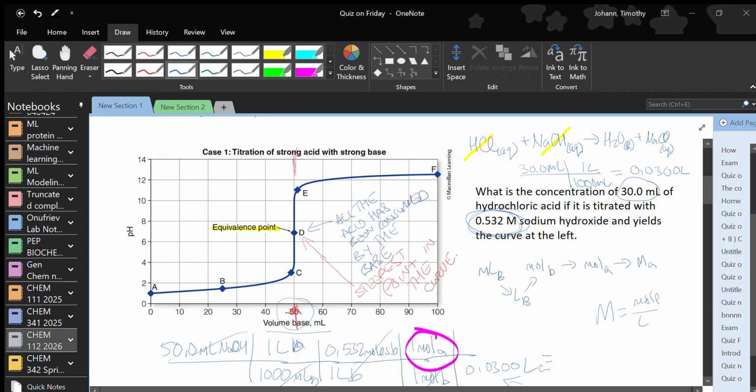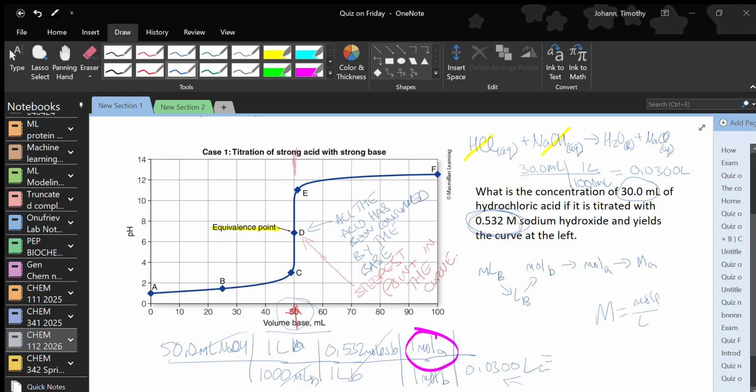I'm going to look around for my calculator. Lost it here on my desk and where I'm standing. Here it goes. Okay, I've got that.